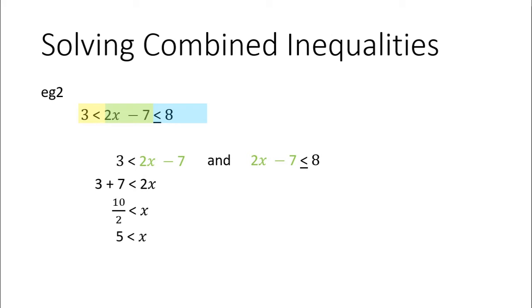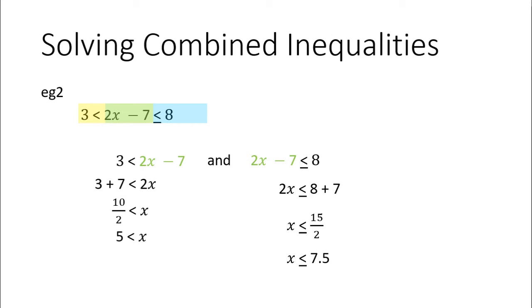For the other inequality, again, we want to get x on its own. So x is being multiplied by 2 and 7 is being taken away. Let's start by moving the 7 to the other side, opposite of subtract. We will add it. And then we want to get the x on its own. We need to get rid of the 2. Opposite of multiplying by 2, we'll divide by 2.